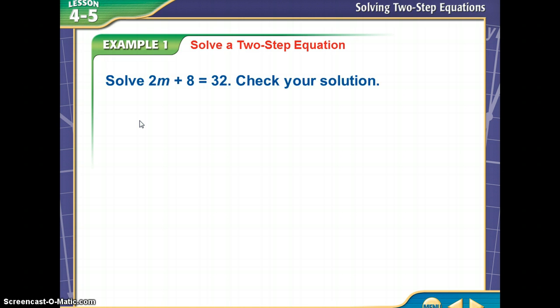Okay, here's our first one. Let's solve 2m plus 8 equals 32 and check your solution. Now notice that your variable is in this term. You have a second term on the left side of the equal sign with the term with the variable. You have a constant. And then you have a constant term on the right side of that equal sign.